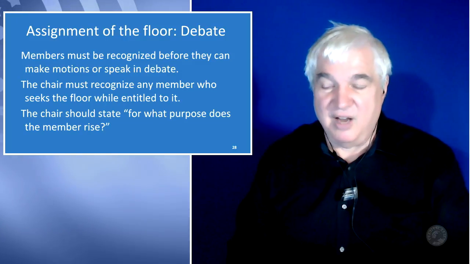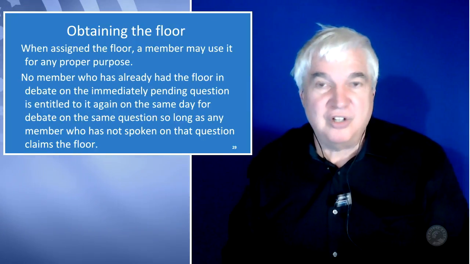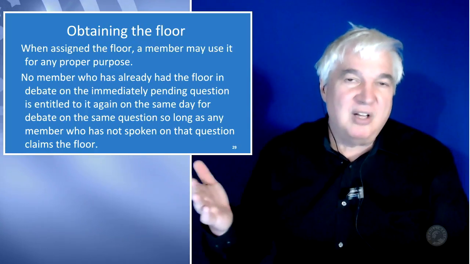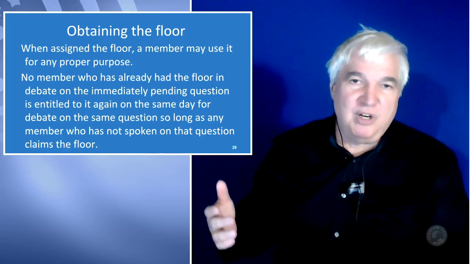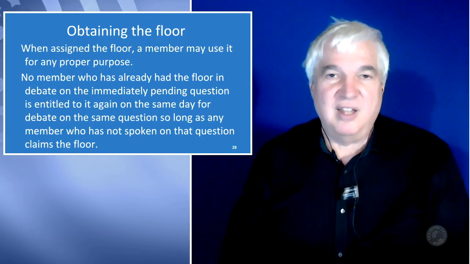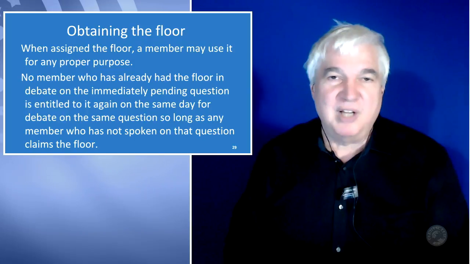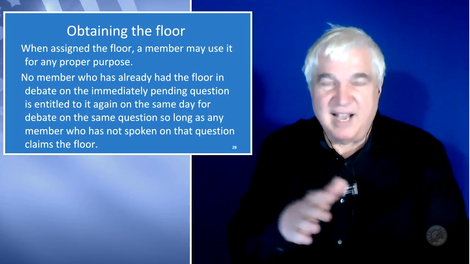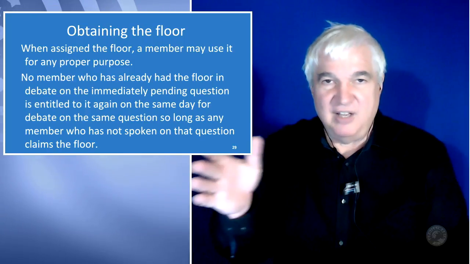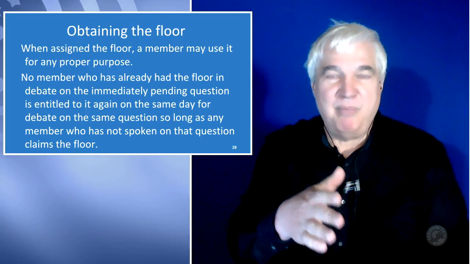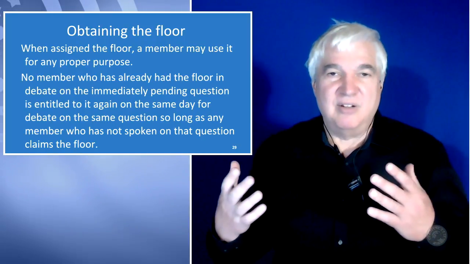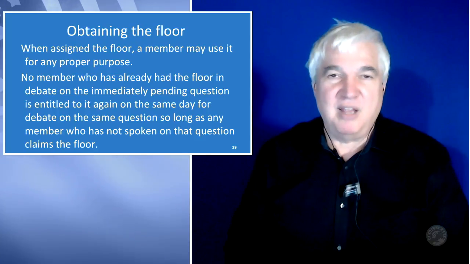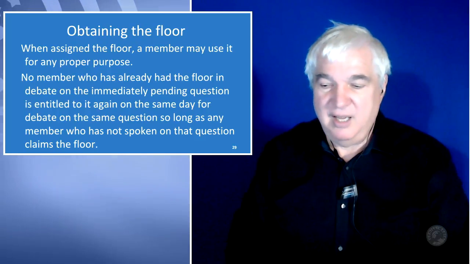The next slide under obtaining the floor: if possible, the chair should alternate between those favoring and those opposing the measure. So if you have a small enough group and the chair is pretty much familiar with how everyone feels, and you know the issue of the state fair booth has come up one more time, it would be great if the chair could sort of suss out who is for and who is against, and then choose alternating opinions. So everyone gets a balanced input of information, so that when they vote, they can base it on a balanced set of information.